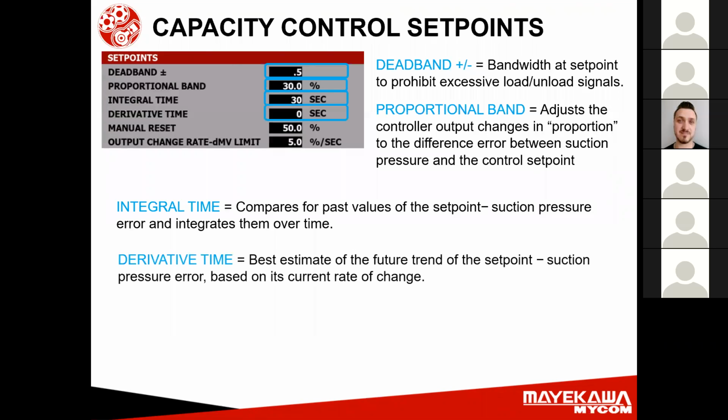Derivative time is a best estimate of the future trend of the set point minus suction pressure error based on its current rate of change. It acts as an anticipator control, effectively seeking to reduce the error. Smaller number is more aggressive, and larger adjusts in smaller increments.